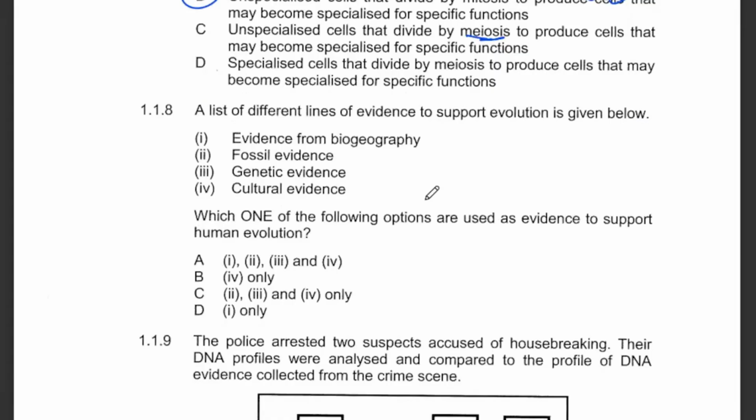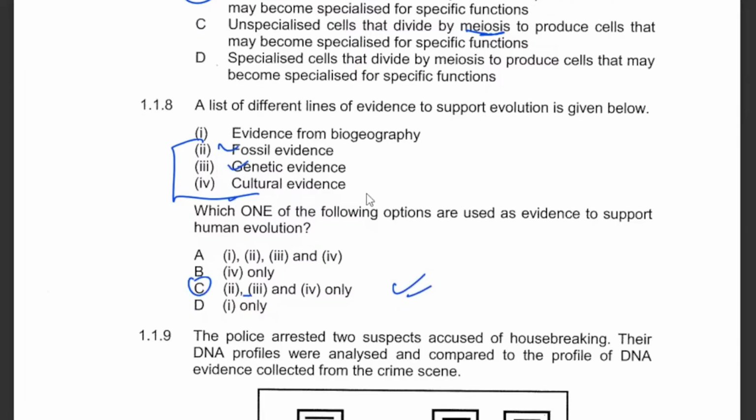We are saying that a list of different lines of evidence to support evolution is given. We say the 3 evidences: fossil evidence, genetic evidence, cultural evidence. I don't even need to read the rest. Those are the 3 we talked about. So we look for it: 2, 3, 4. 2, 3, 4 is C only. So we go to the next question.